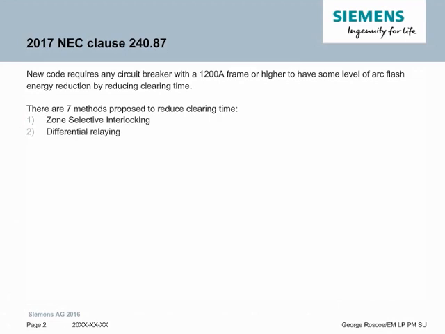The second is differential relaying, which is a medium voltage relaying technique that, like zone selective interlocking, has the breaker closest to the fault trip. The next is energy reducing maintenance switch with local status indicator. This is an alternate set of trip parameters or an alternate instantaneous level that when switched on is activated inside the breaker. In Siemens we call this DAS or dynamic arc sentry.